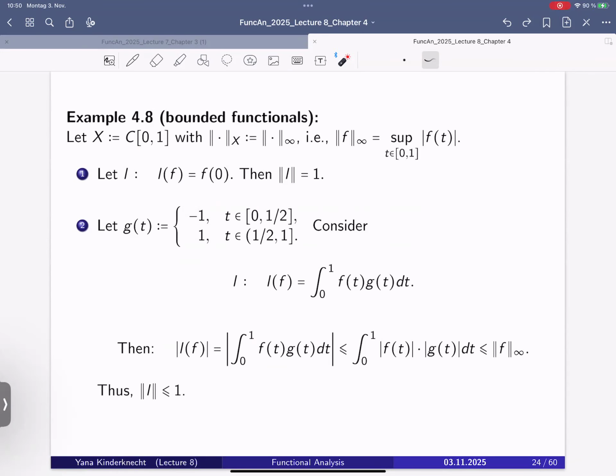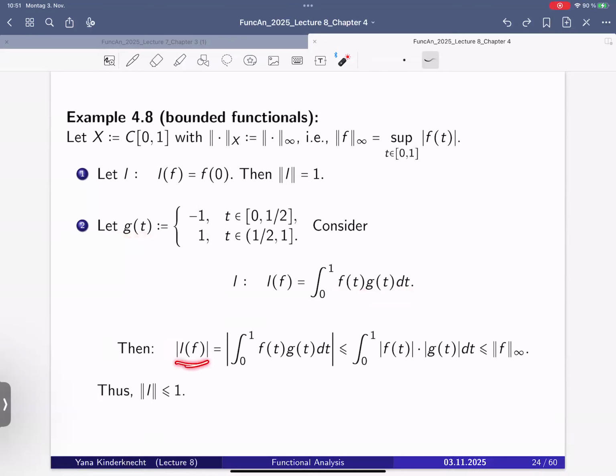Another example, let us consider the same space, and consider the following function g. It is not a continuous function, it's a discontinuous function. It's -1 on one half of the interval and +1 on the other half of the interval. Now let us consider the mapping from X to K which does the following. L of f is the integral from 0 to 1. We integrate f, an element of our space, with this weight. This is the weight.